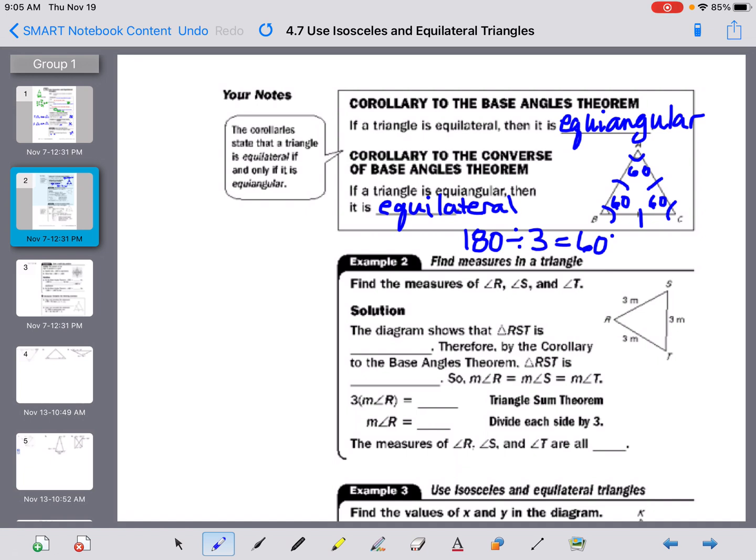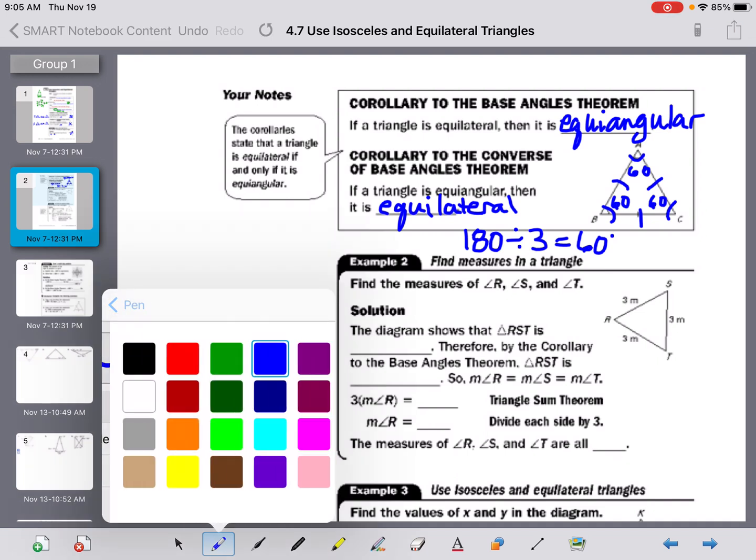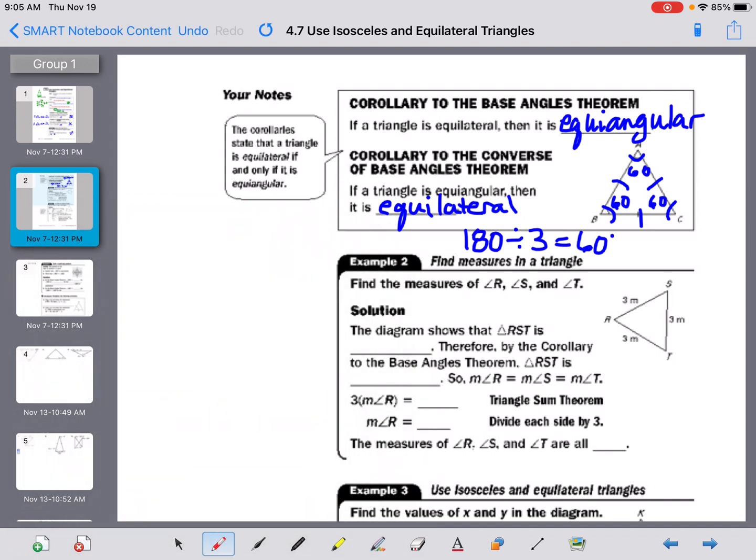Okay, so let's look at our example next. It says find the measures of angle R, S, and T. So I have triangle RST, and I notice that this side's 3, this side's 3, and this side's 3. So that means that I have an equilateral triangle, right? So if I have an equilateral triangle, I know that all my angles are the same, okay?